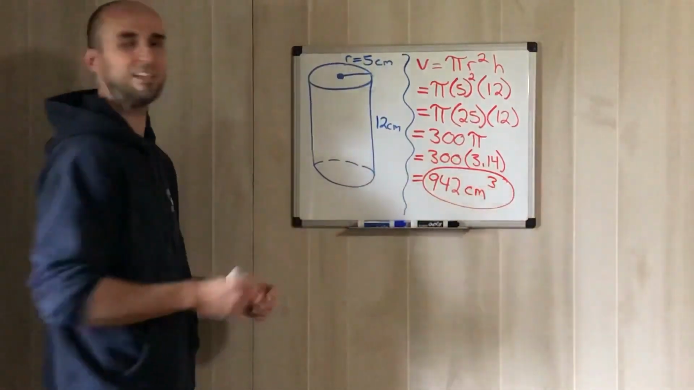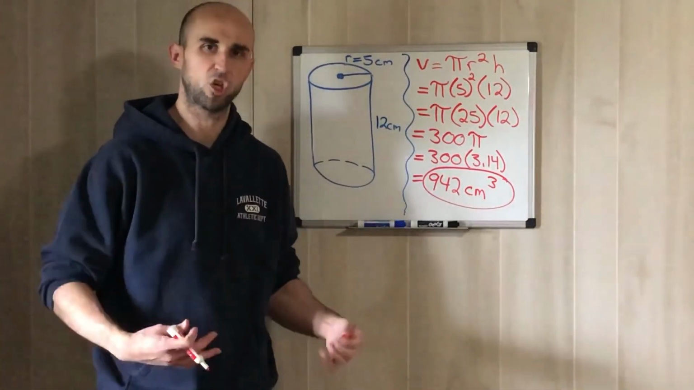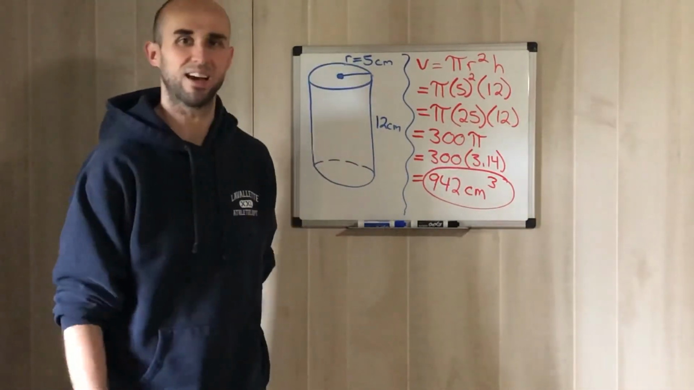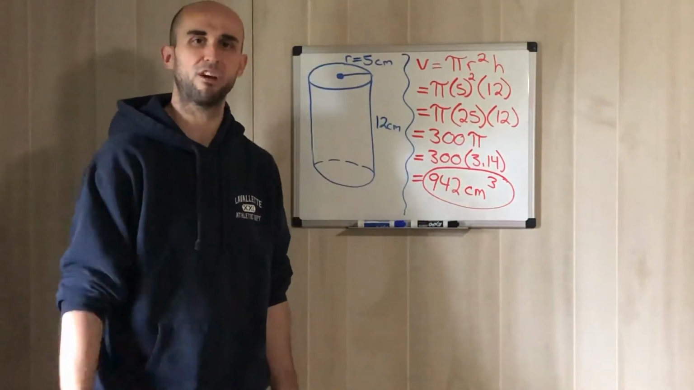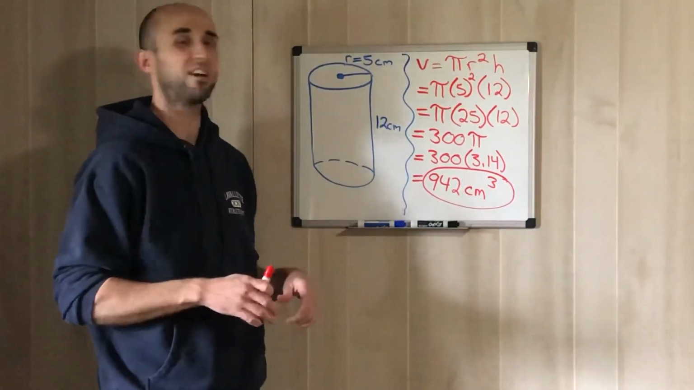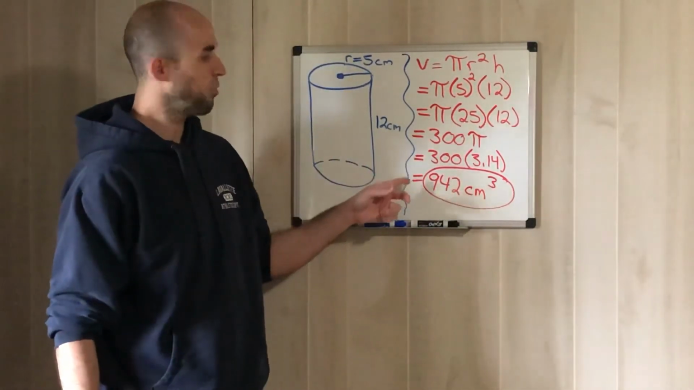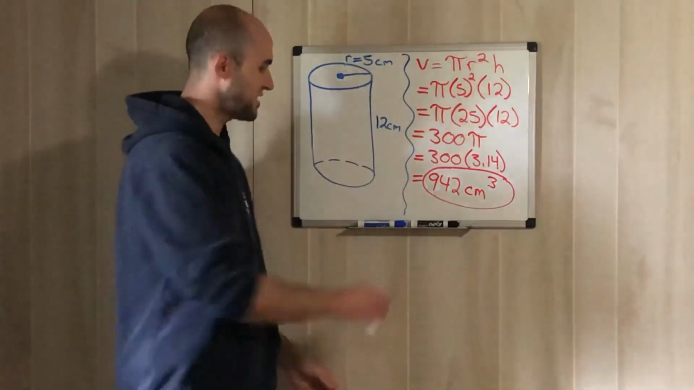Again, if we're looking at this cylinder, we know that this cylinder would hold 942 centimeters cubed inside. Because again, volume is always what's on the inside of a figure, surface area is always what's on the outside of a figure. Surface area was how much was on the outside, which we did yesterday. Today we worked on how to figure out volume inside of a cylinder.